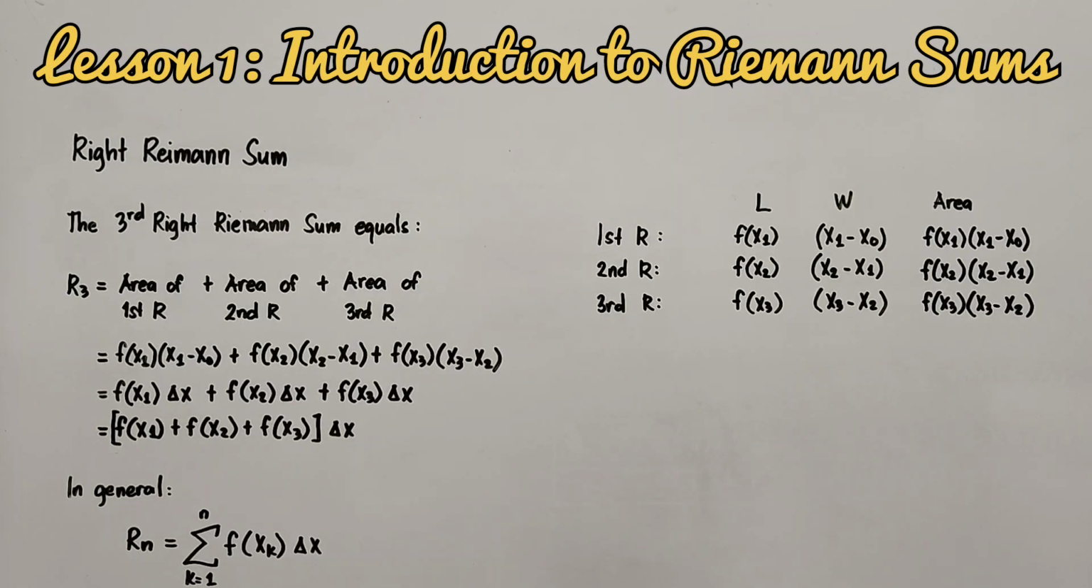Therefore, for the right Riemann sum, the general formula is in the form R sub n is equal to the summation of f of x sub k times the step size, where k is from 1 to n.